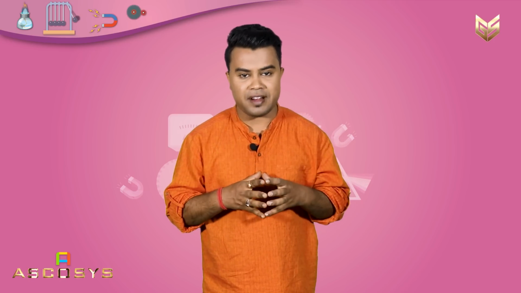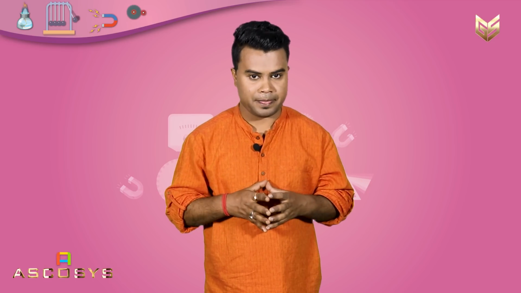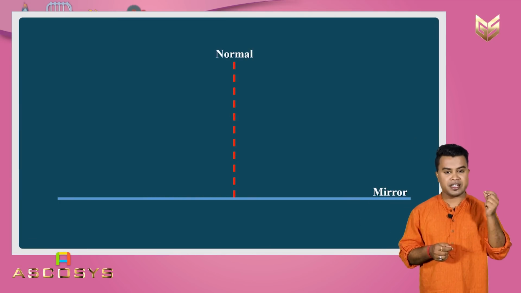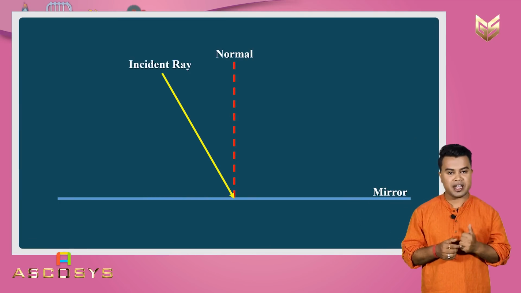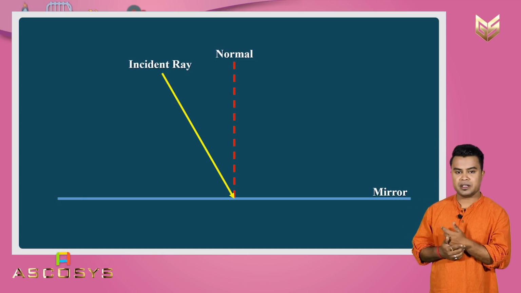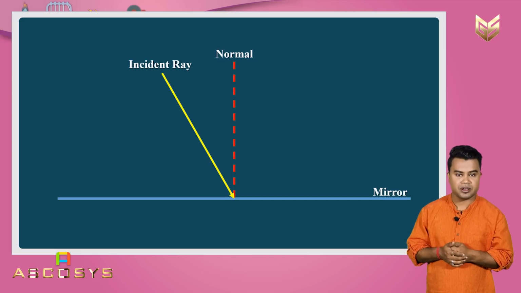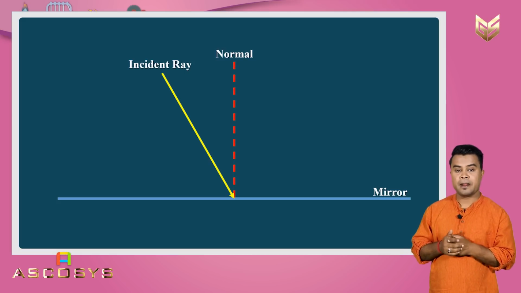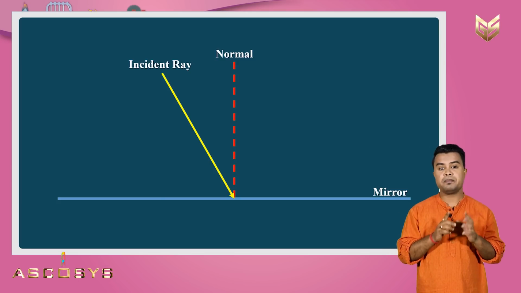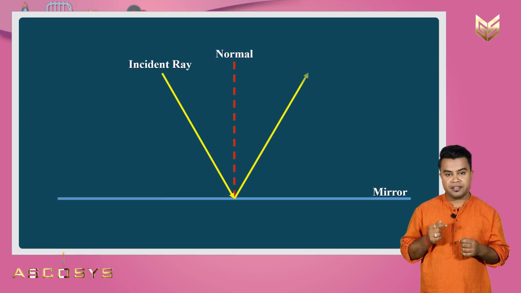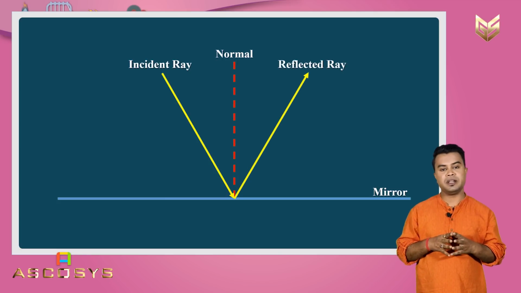So to understand reflection of light, we need to know the laws of reflection. Now if you can see on the screen, whenever an incident ray strikes any plane surface, suppose let us consider that to be a mirror, a normal is drawn first on the surface of the mirror, which should be perpendicular to the reflecting surface. Now the reflected ray bounces back in the same medium.